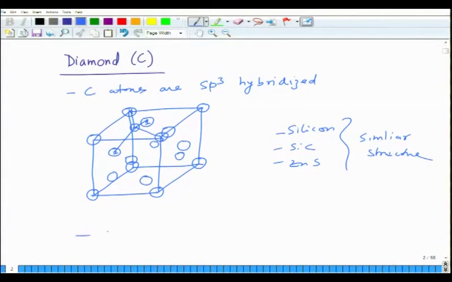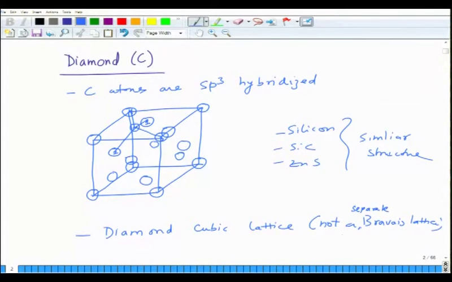So, you can say the structure is diamond cubic lattice, not a Bravais lattice, very important to remember, not a separate Bravais lattice. So, basically the Bravais lattice is FCC with motif at 0, 0, 0 and 1 by 4, 1 by 4, 1 by 4.